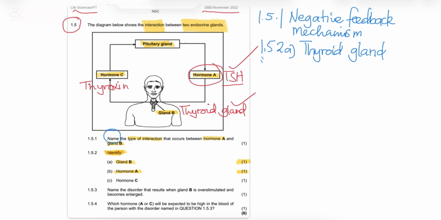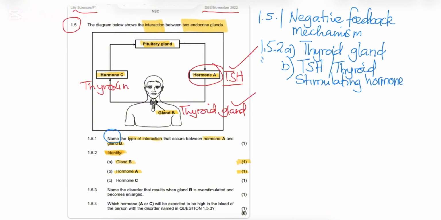So question 1.5.2, this time is B, and it's asking for a hormone, and the hormone is TSH. We can write it as TSH using capital letters, or we can actually say thyroid stimulating hormone. It is the hormone that stimulates the thyroid into secreting thyroxine.